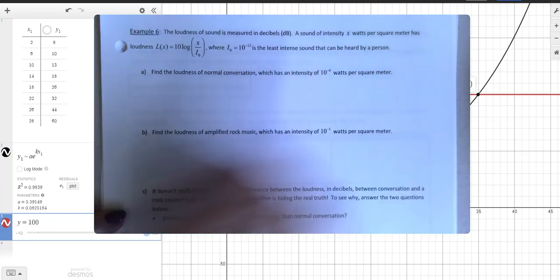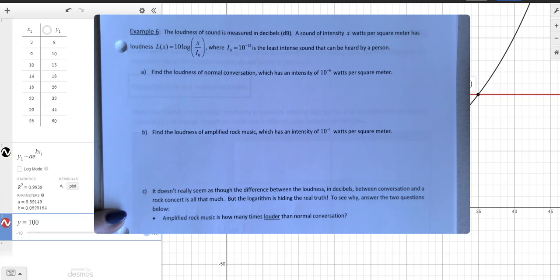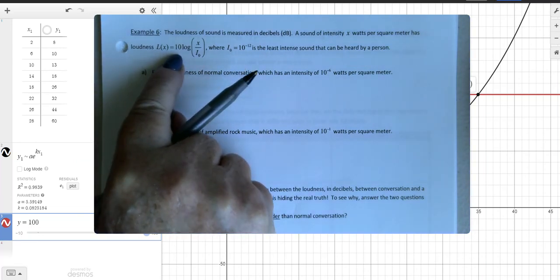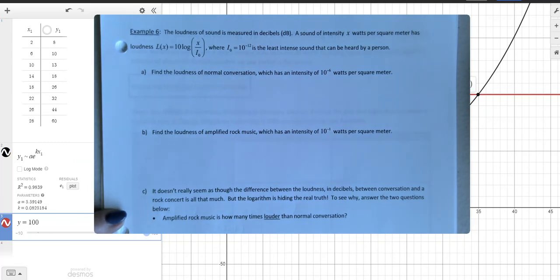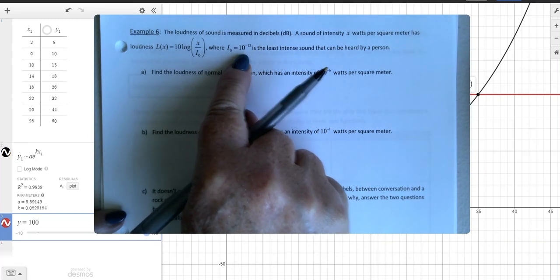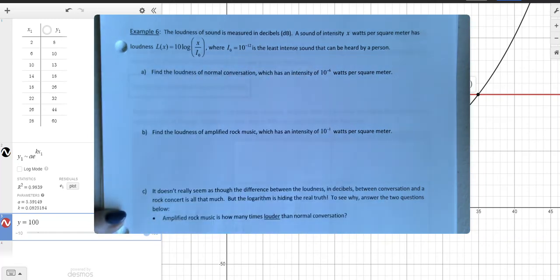So a sound with intensity X watts per square meter, which is something that's measurable scientifically, has loudness defined as 10 times the log of X over I naught, where I naught is actually 10 to the -12th, and that's the least intense sound that most people could hear.